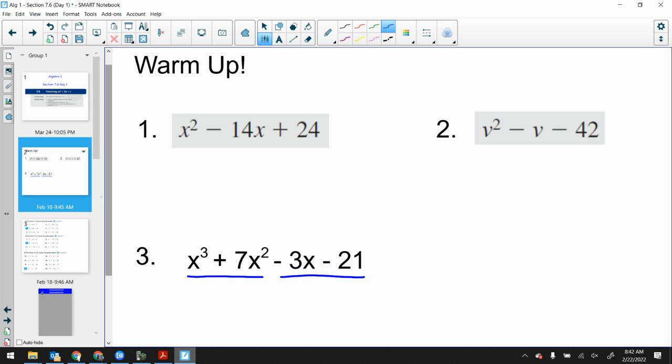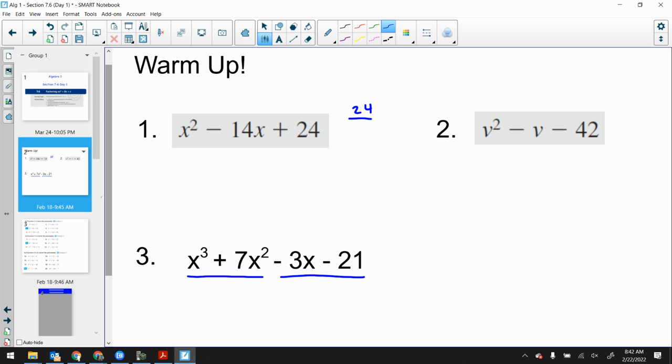And like I said at the beginning, you're going to find the factors of your last term that add to get to the middle. So in our case here, I find the factors of 24 that add to get to negative 14. Can anybody tell me what they are right away, like without needing a table? Danielle?